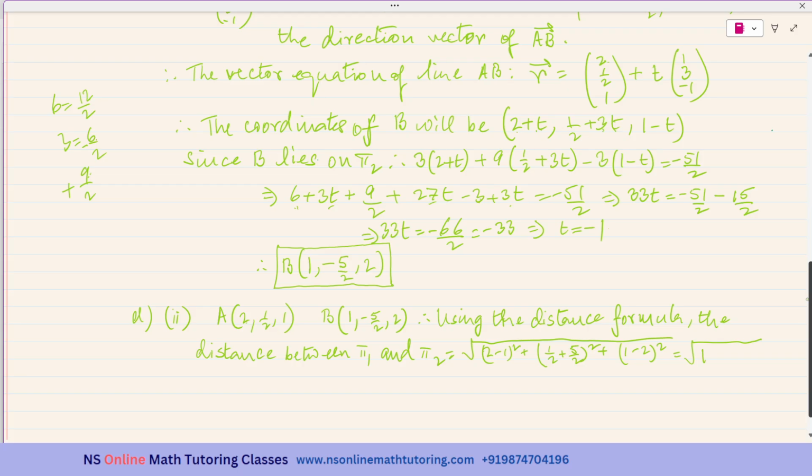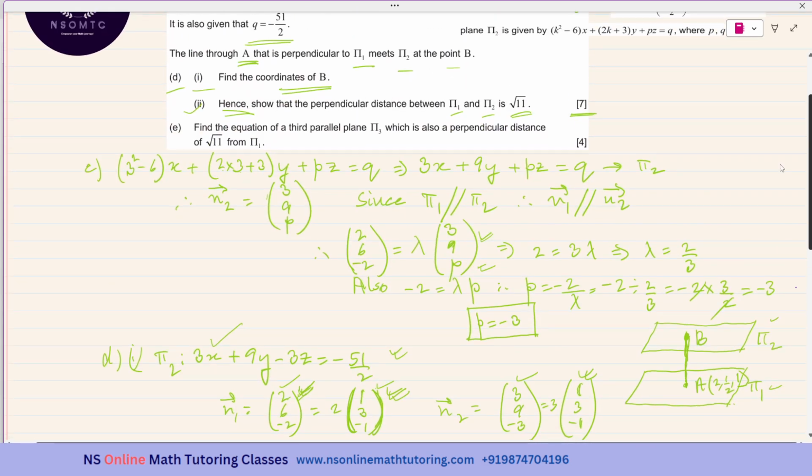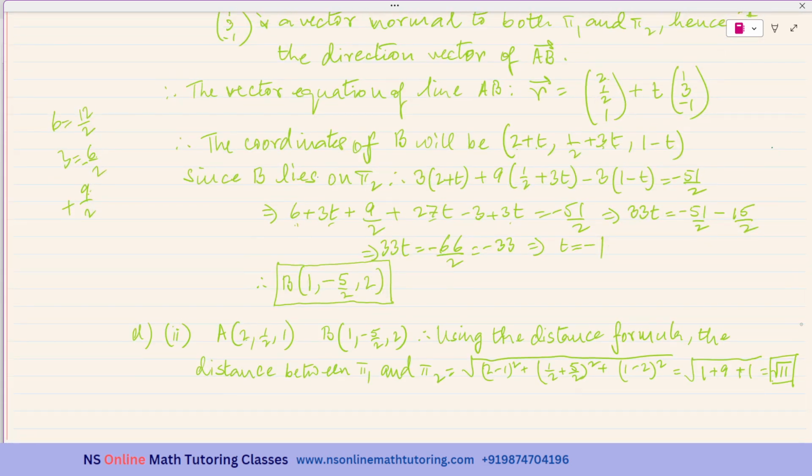5/2 plus half is 6/2, that is 3. 3 square is 9. And 1 minus 2 is minus 1. Minus 1 whole square is plus 1. Equal to root 11. Okay. So show that, so it is shown. Fine.